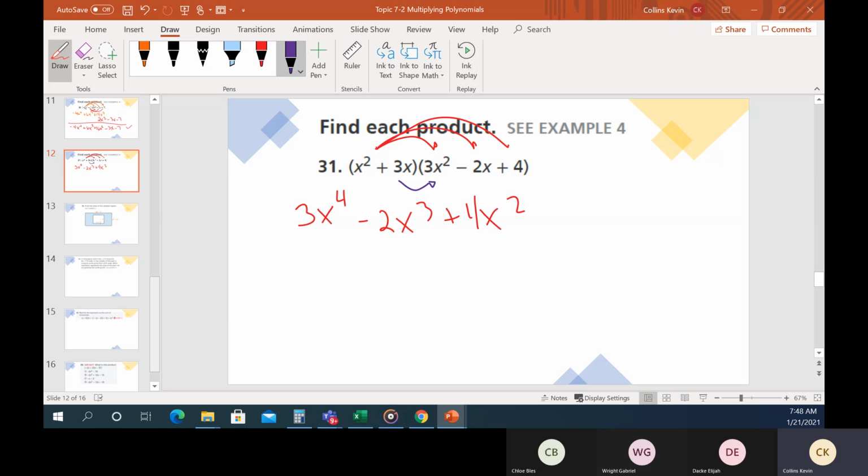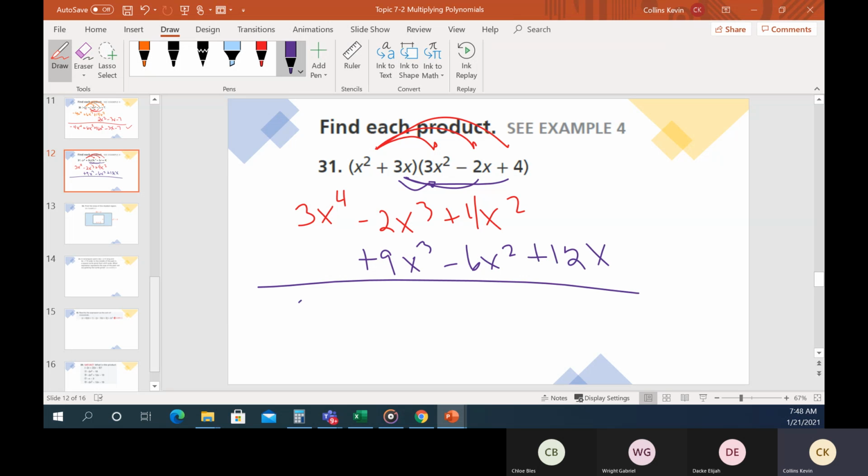So I do that. So 3 times 3 is going to be plus 9x to the 3rd. This is going to be minus 6x squared. And then finally it's going to be plus 12x. Add them up. So 3x to the 4th. And I have 9 minus 2, so that's going to be plus 7x to the 3rd. And we have 4 minus 6, that'll be minus 2x squared, and then just bring the 12x down. And we're good to go.